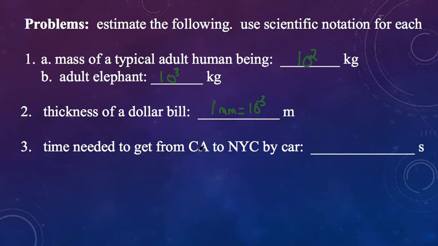Time needed to get from Canandaigua Academy to New York City. Well, it's about a 5-hour drive. And 5 hours, if I convert that into seconds, there's 3,600 seconds in 1 hour. Hours cancel out. Since we're just getting a rough idea, we can just say this is 5 times about 4,000. And 5 times 4,000 is approximately 20,000 seconds, or 10 to the 4th seconds.